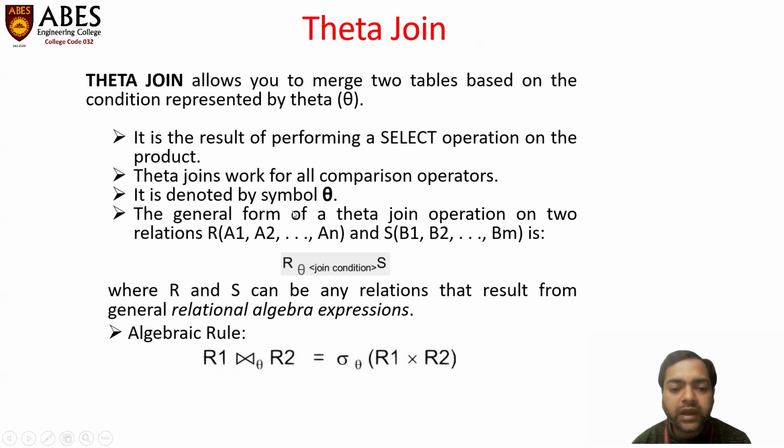What is the general form? We have already discussed the general form of a theta join operation on two relations. We are using R and S, the two relations onto which we will apply theta join with a join condition. Algebraic rules say that R1 theta join R2 is similar to R1 cross product R2, and on the result we then apply the select operator with the join condition.